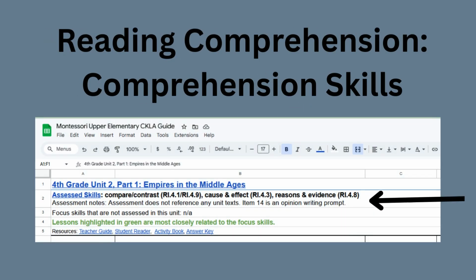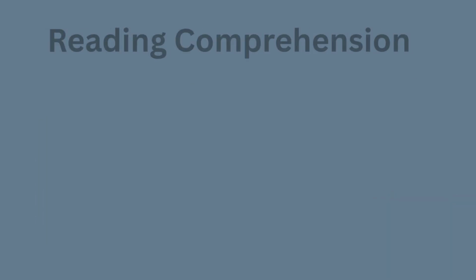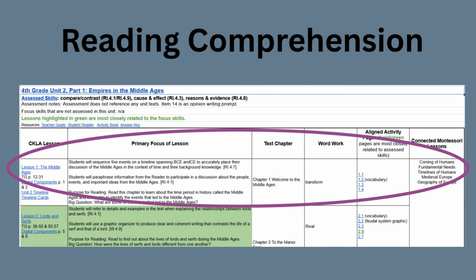Under the unit title is a list of the key comprehension skills for the unit, both those that are assessed and not assessed. Sometimes skills are emphasized in a unit, but are not assessed until a later unit. These key skills should be practiced throughout the unit. Next is a list of all of the reading comprehension lessons in this unit. Each lesson includes the title of the lesson along with the page numbers in the teacher's guide.